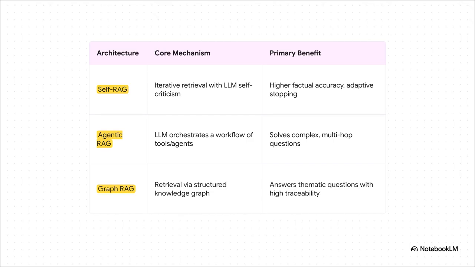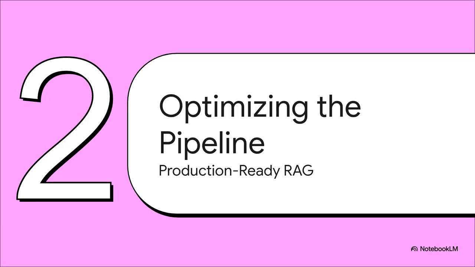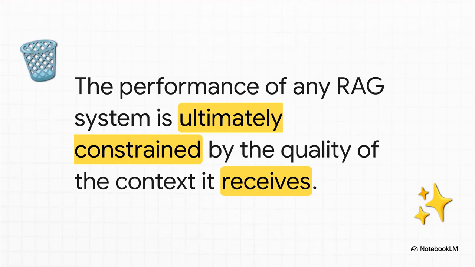And Graph RAG, that's your tool for finding those hidden themes and making sure you can trace every answer back to its source. But listen, having a fancy engine is one thing. If you're putting bad fuel into it, you're not going anywhere. And that's the thing with RAG. The architecture is powerful, for sure. But the performance, how good it actually is, comes down to the quality of the data pipeline that's feeding it. It really is that simple.